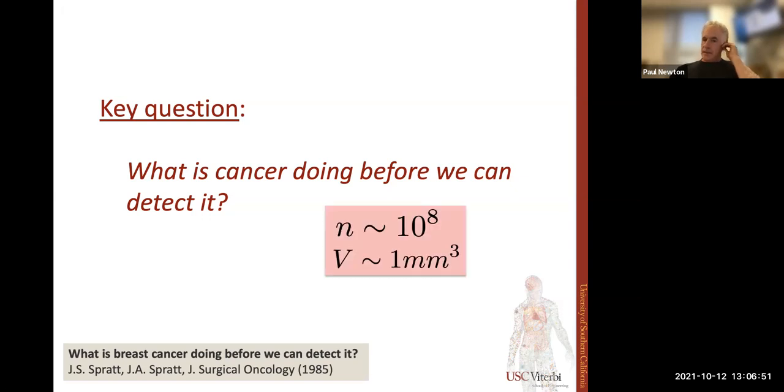And that's because before we can detect it, the tumor has to have around 10 to the 8th cancer cells in it, and its volume has to be roughly a cubic millimeter. Of course, that depends on where it's located and other things, but basically that's a ballpark estimate of when you can start detecting a tumor.